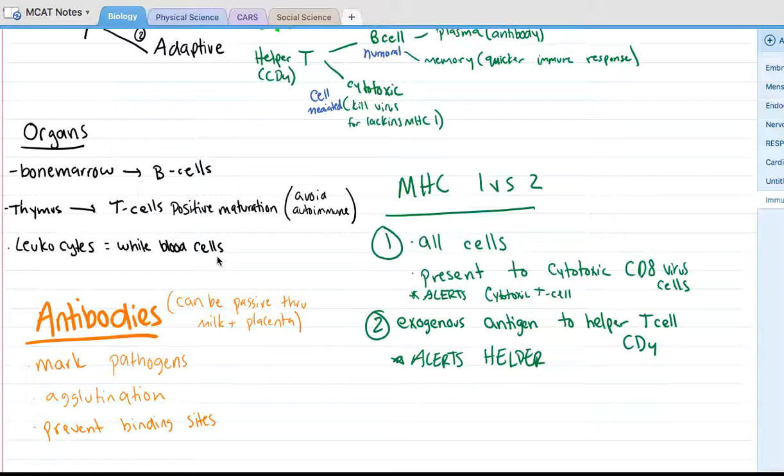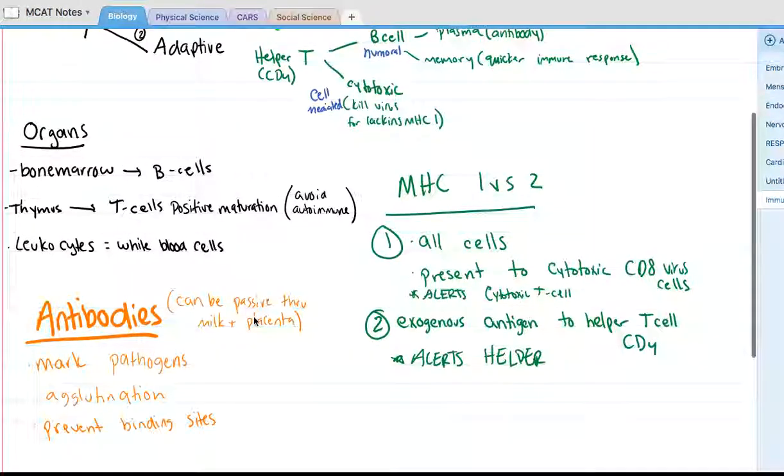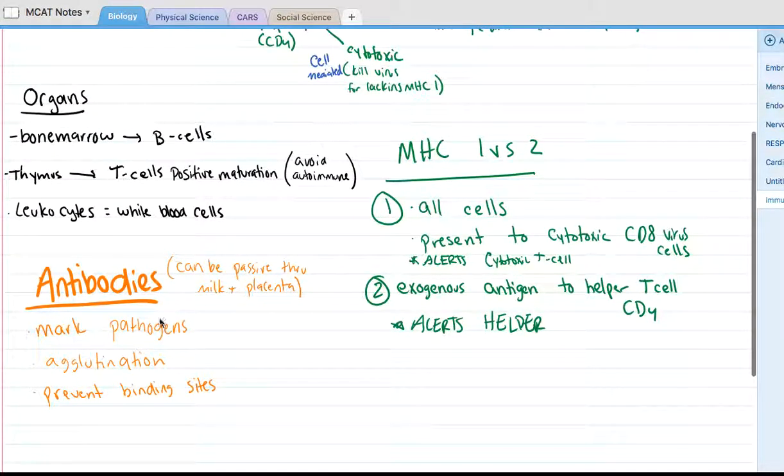Antibodies. So passive immunization is through the mother's milk and the placenta. But these antibodies don't last very long. Antibodies mark pathogens for degradation by macrophages. There are multiple binding sites on the antibody, so you have agglutination, which is clumping of pathogens, which is easier for a macrophage to pick them up.